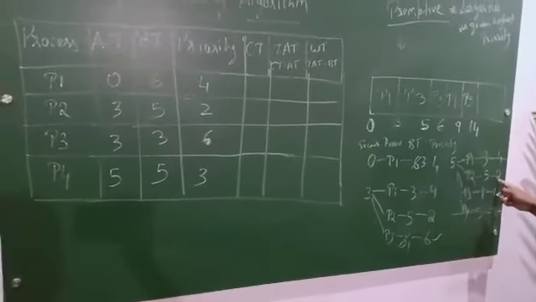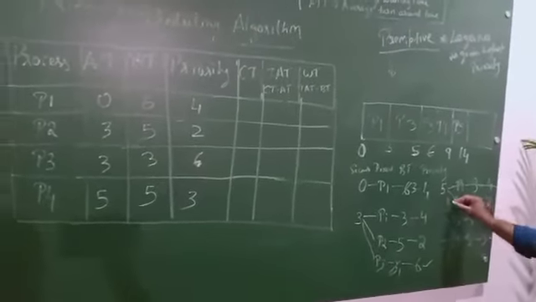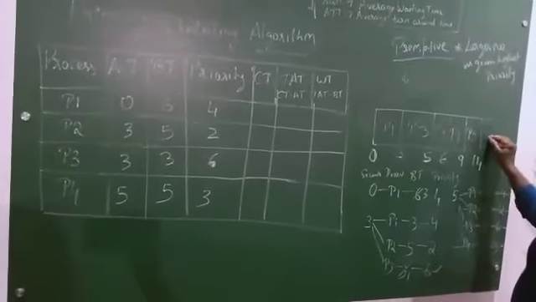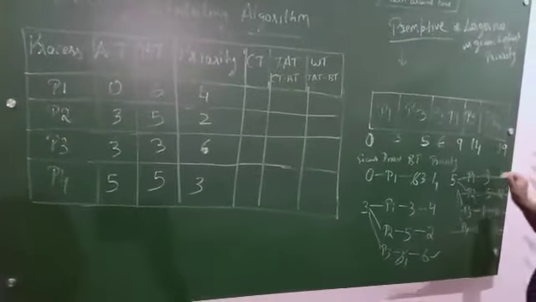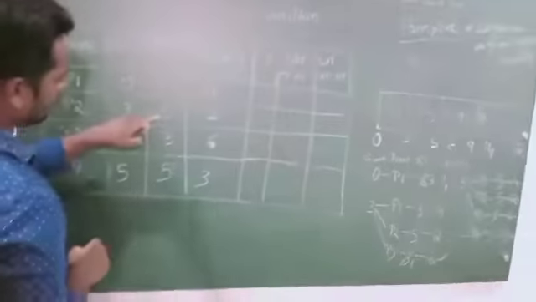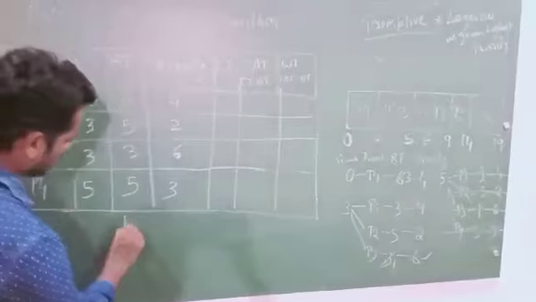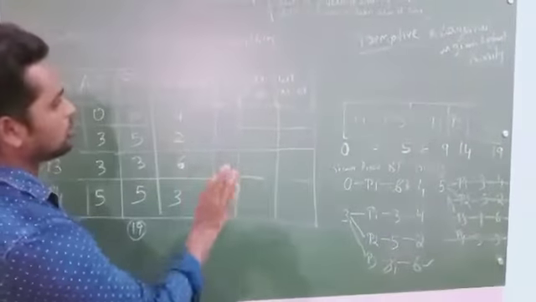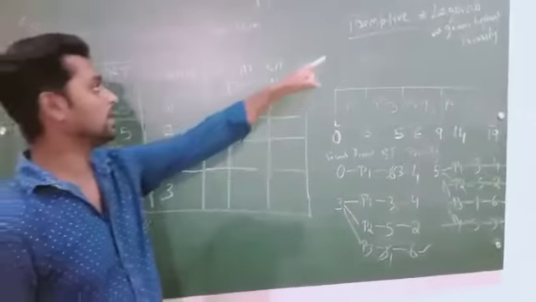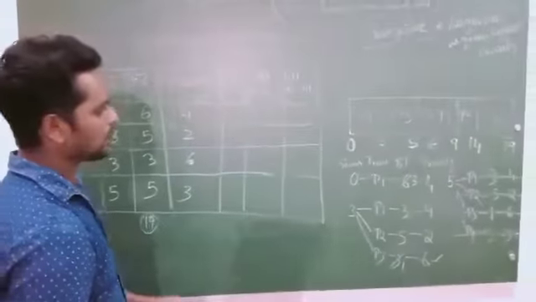What is left out? P2. Priority is 2. Burst time is 5. If you execute, what is the time? 14 plus 5 is 19. So I need to get 19 here. Just check it out. 6 plus 5, 11, 12, 13, 14. 14 plus 5 is 19. That you need to get at the end. So this is your priority scheduling, but I have given that larger number is given the highest priority.